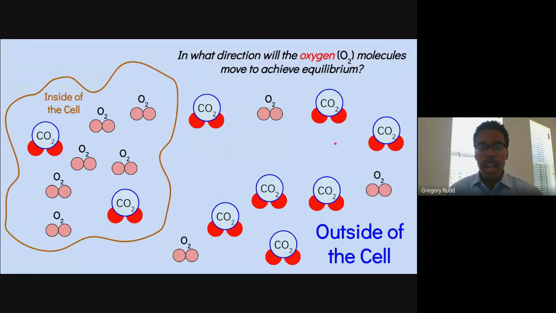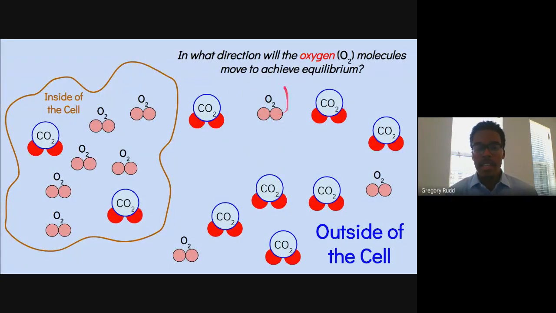What direction is the oxygen going to move in order to achieve equilibrium? Remember, equilibrium is a balance. We want to have roughly the same amount on the inside as we do on the outside. So where does the oxygen need to move in order to achieve that balance? Does it need to move from the outside to the inside or from the inside to the outside?